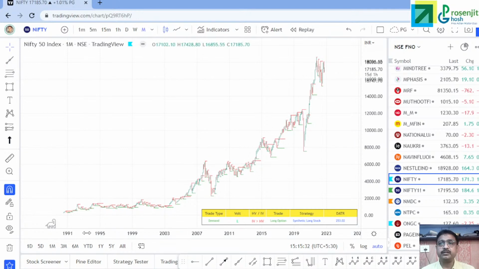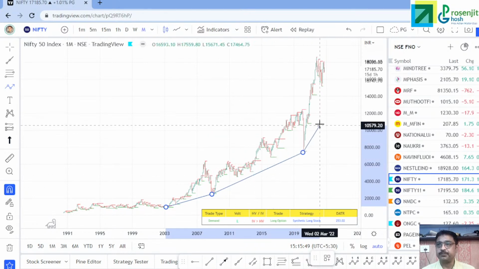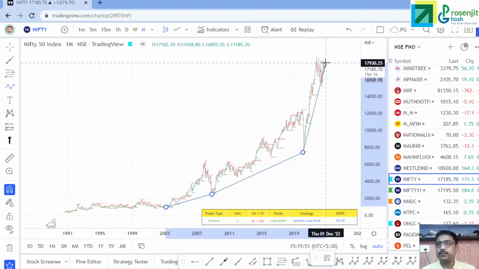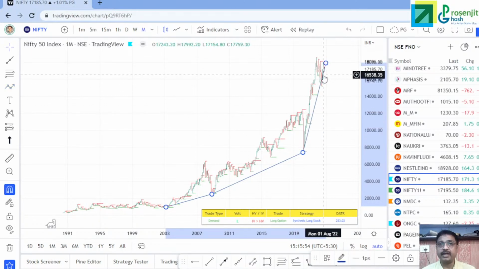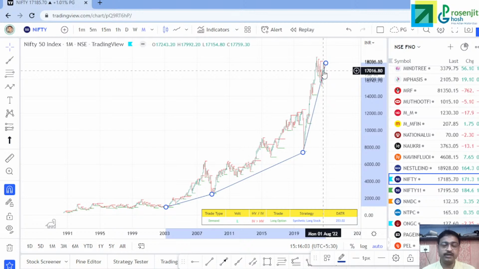If you look at this chart, you will see that the price has slowly accelerated. It has moved up and accelerated, and at this point price has moved up at a 90-degree angle. This is a steep angle. When any stock, Nifty, or Bank Nifty moves at a 90-degree angle, we expect the trend to change somewhere near.